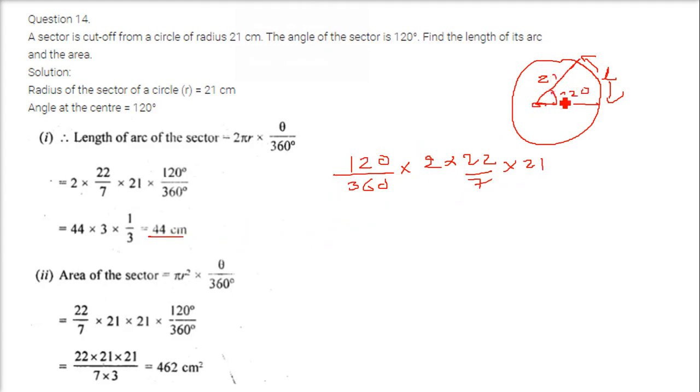How about the area of this sector? That means this area, it will be theta by 360 again with 120 by 360 into pi r squared, 22 by 7 into r square. R also is known to us, 21 into 21, and this comes to be 462 centimeters square.